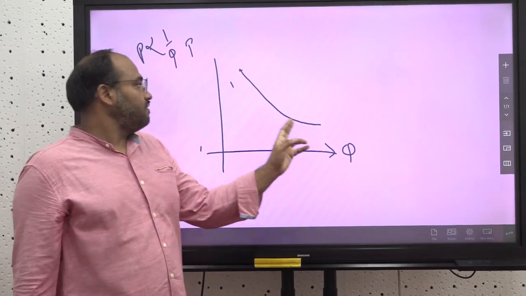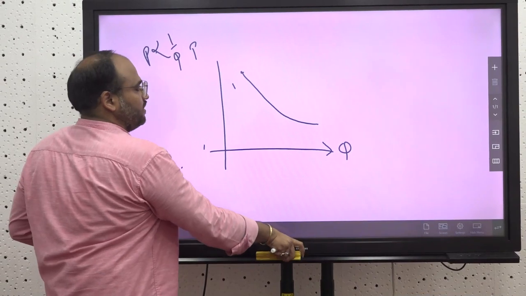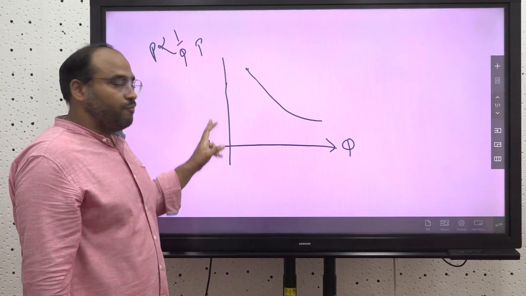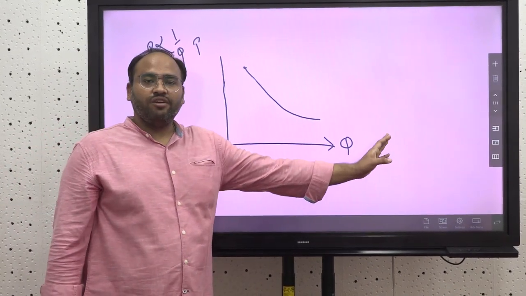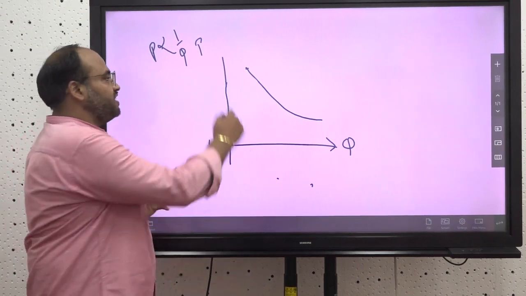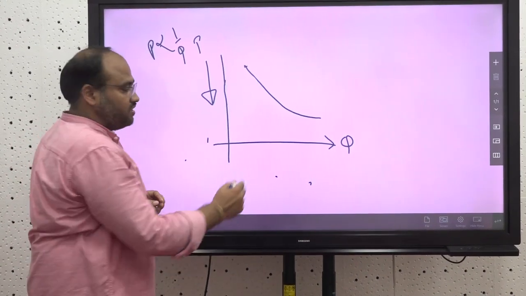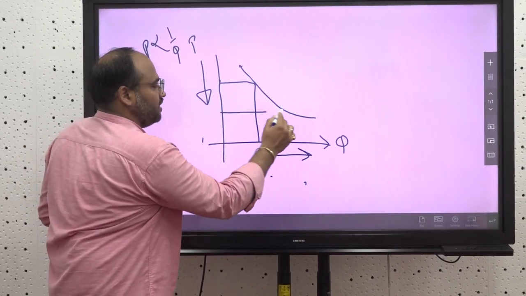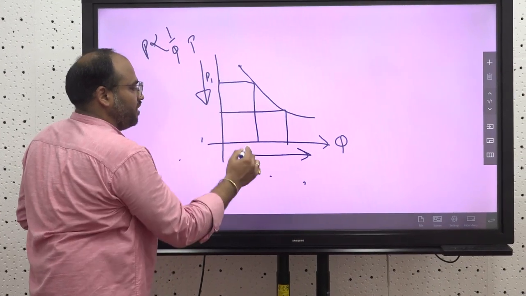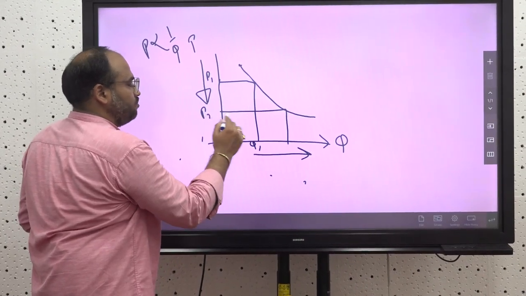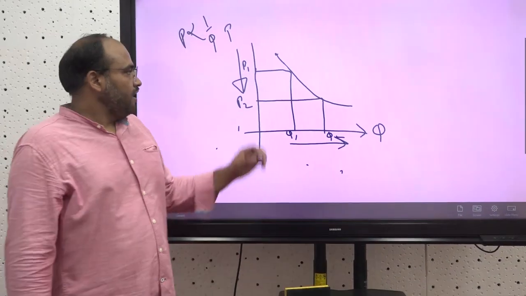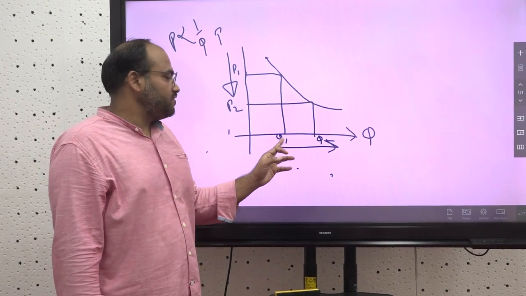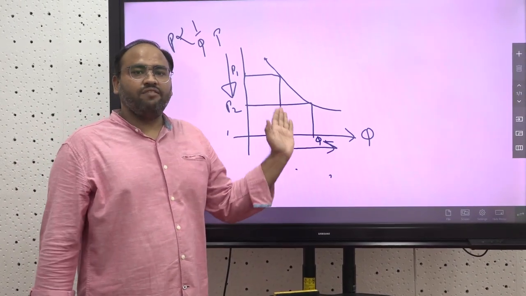It would be a downward sloping curve, which says that with the fall in price of a particular commodity, the quantity demanded of that commodity rises and vice versa, which means that when price moves downward, quantity moves forward. So this may be the case. For price P1, quantity demanded is Q1, and for price P2, quantity demanded is Q2, which means that while moving from price P1 to P2, the quantity demanded has been increased from Q1 to Q2. They are in an inverse relationship.